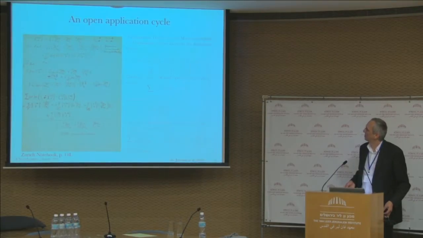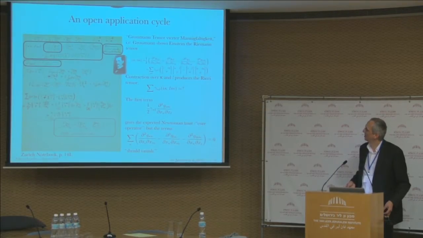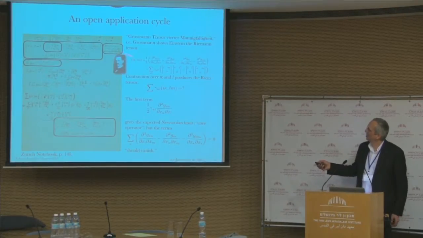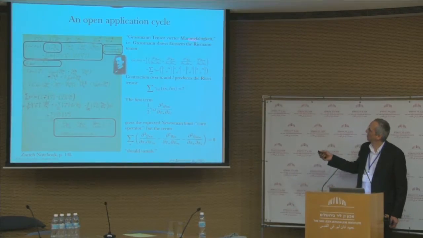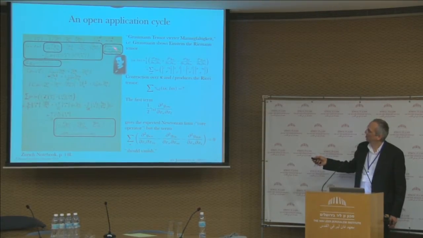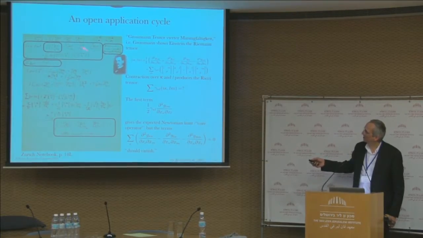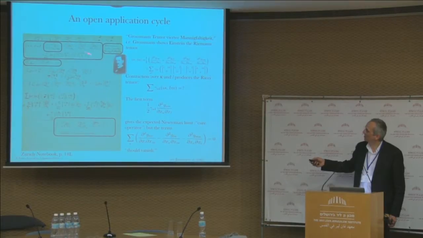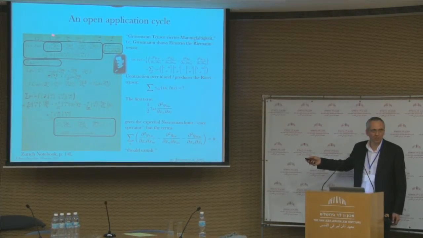So, sorry about this. So we see Grossmann, tensor vierter Mannigfaltigkeit, Grossmann tensor for fourth manifold, tensor of fourth rank. Grossmann shows Einstein the Riemann tensor, and then we see a derivation step.